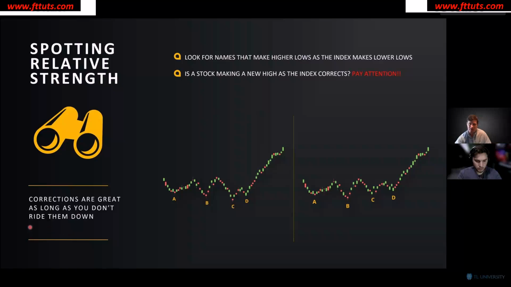Don't ride the correction down, go hunting. Look for that next big winner, because you're going to make a lot more money on the long side than you are on the short side. And oftentimes, getting all bared up is just going to cause you to miss out on some of the greatest opportunities over the next 6 to 12 months.